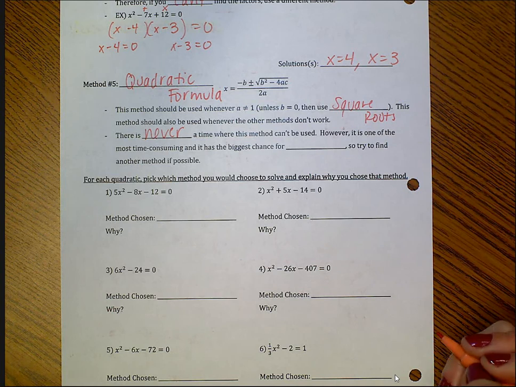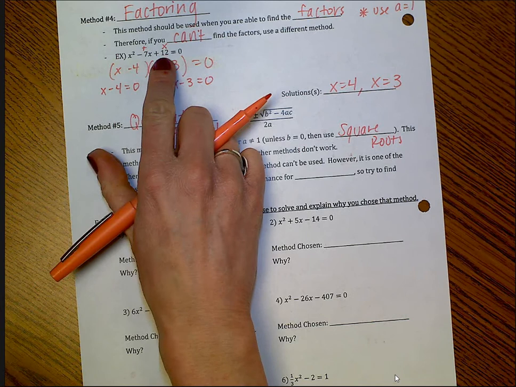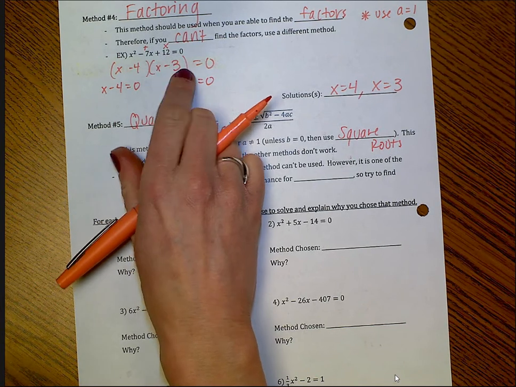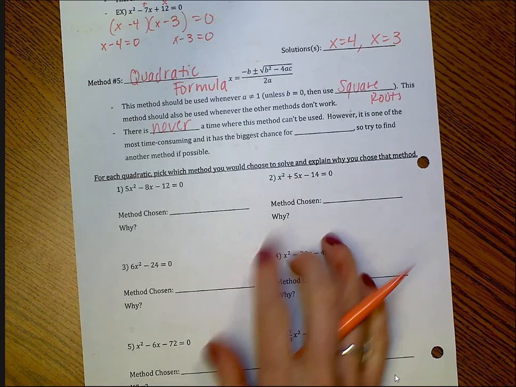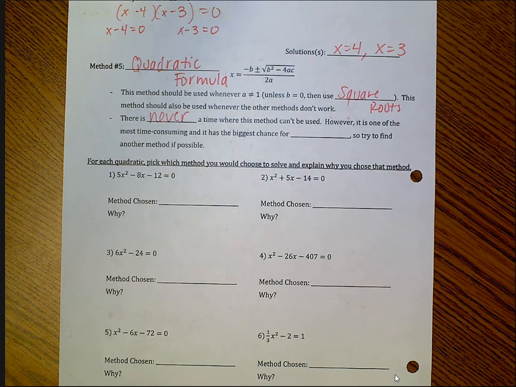Factoring doesn't always work because you can't always find two numbers. Maybe the answer is a decimal. You're never going to be able to pick that out. Okay, so last resort, go to quadratic formula.